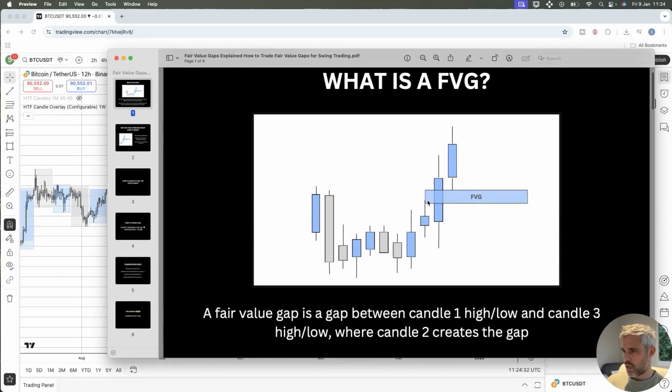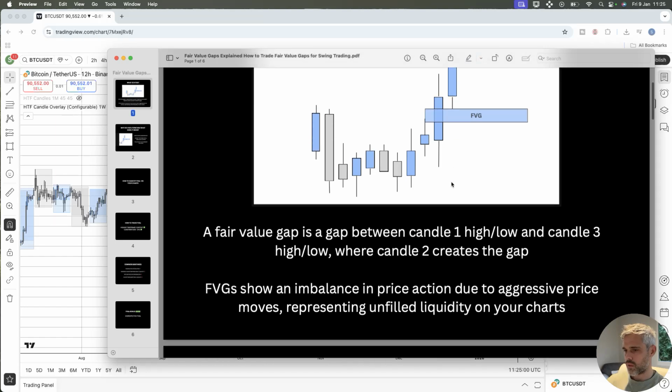This isn't the best drawing, but you can see we have candle 1 here, which is a bullish candle up. Then we have candle 2, which moves more aggressively in a bullish direction. And then we have candle 3, which continues higher. What it does is leaves a gap between the wicks of candle 1 and candle 2. So that's essentially what a fair value gap is. It's a gap between two wicks, candle 1 and candle 2.